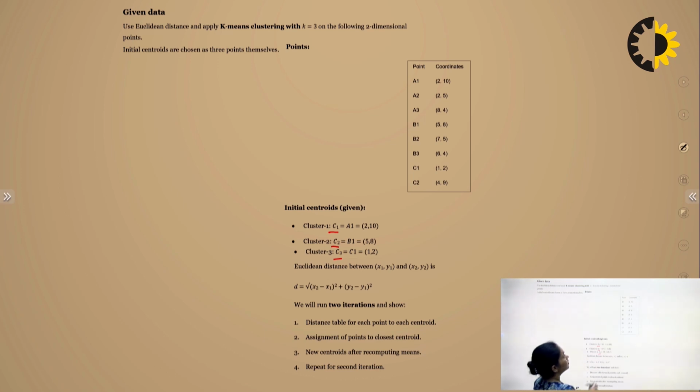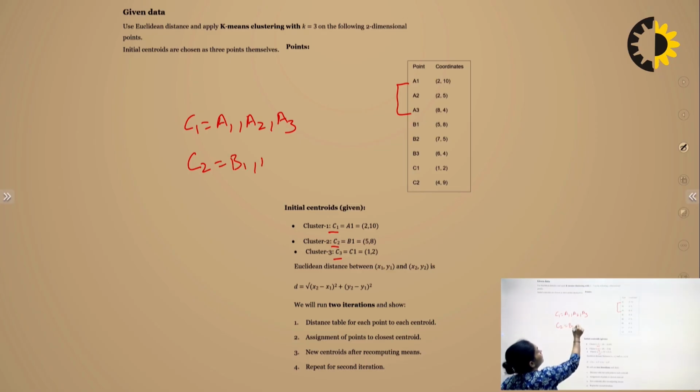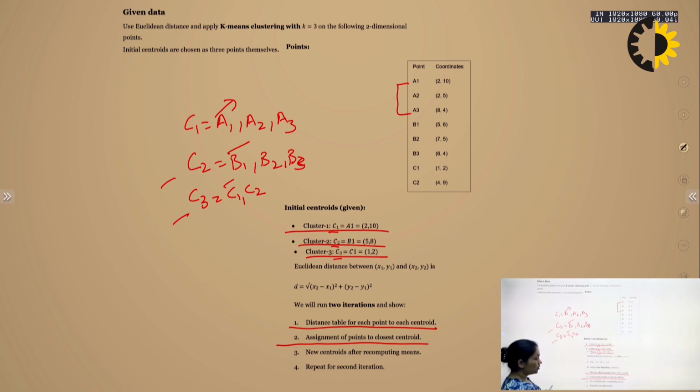So what I have done, in C1 I have taken A1, A2 and A3. In C2 I have taken B1, B2, B3, and in C3 I have taken C1 and C2 initially. For the centroid I have taken the first element: in C1 the centroid point is A1, in C2 I have taken B1, and in C3 I have taken C1. To the closest centroid, new centroid, we will recompute and repeat for the second iteration.